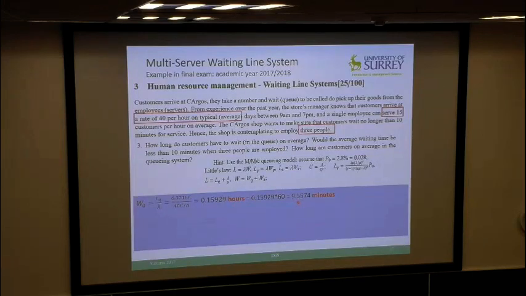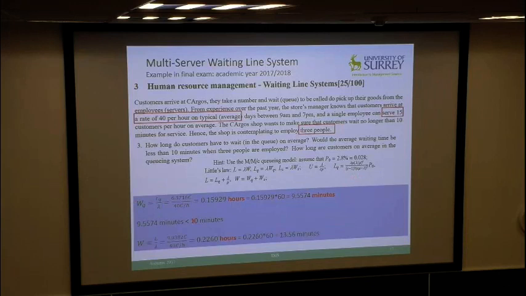Okay, so is it less than 10? Apparently it's less than 10. And this is because we calculated it with 3 employees. The reason is we calculate LQ using this equation, which considers 3 counters, 3 employees serving. So this WQ is the time when we consider 3 employees.